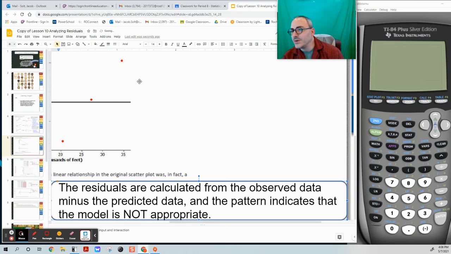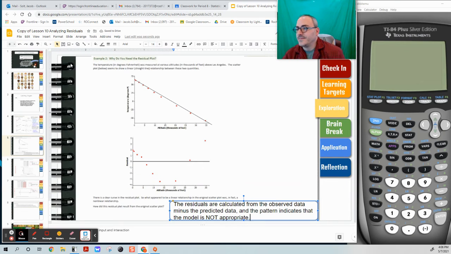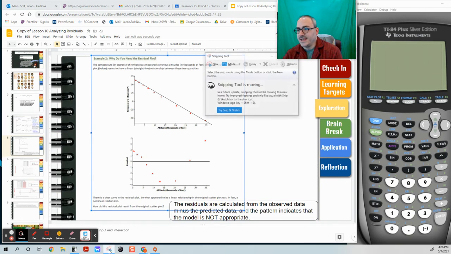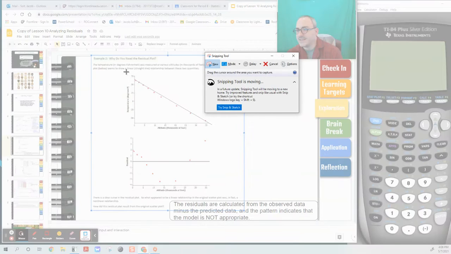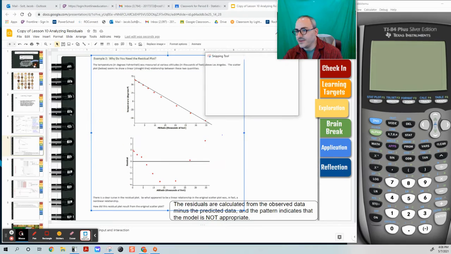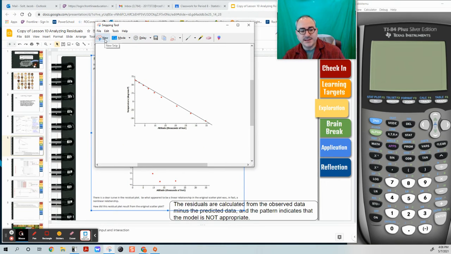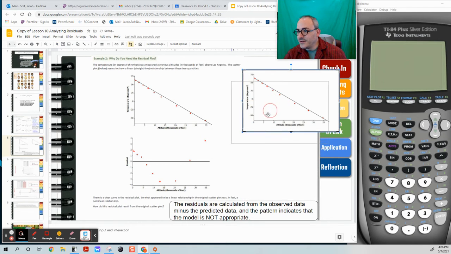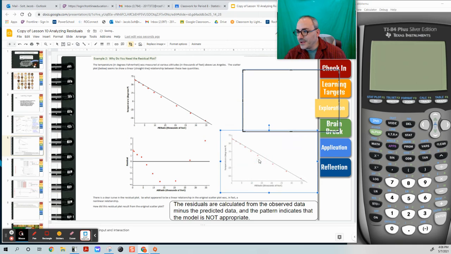Okay, let me zoom back out. All right, the residuals are calculated from the observed data minus the predicted data. That's how I got this. So like these two dots above this line, what is a good example of this? Let me give you a demonstration here. I'm going to take a little snippet, copy it, and paste it. Let me show you what's going on with this residual plot.